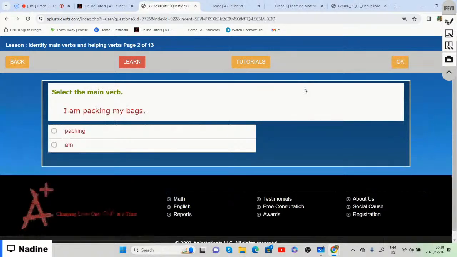I am packing my bags. So I am packing my bags. We need to select the main verb. The main verb, is it packing or is it am?